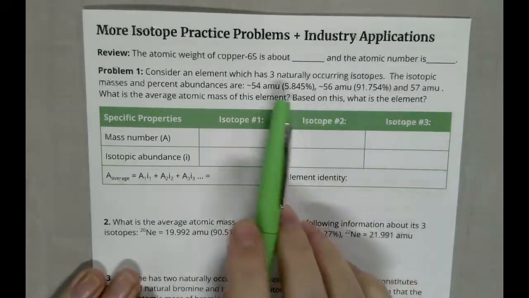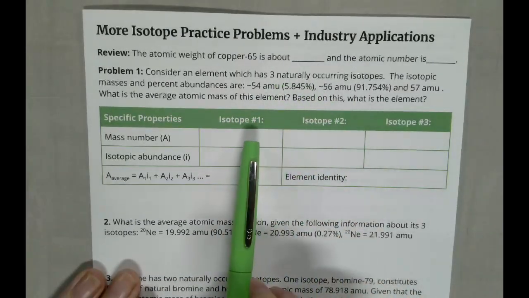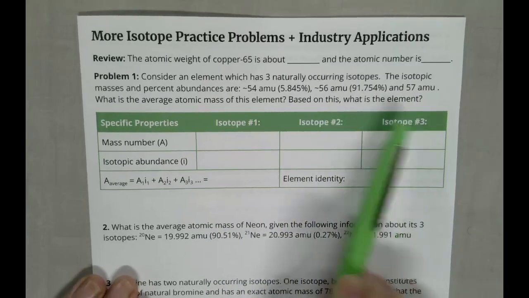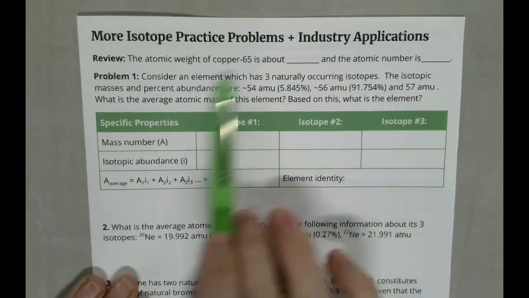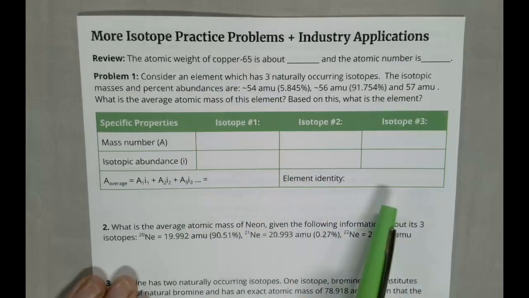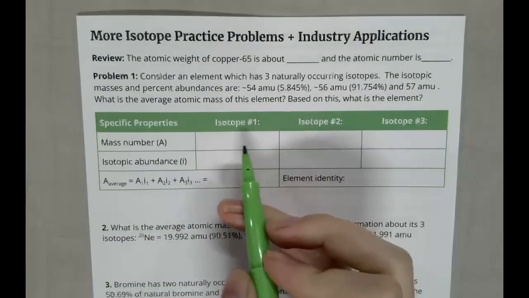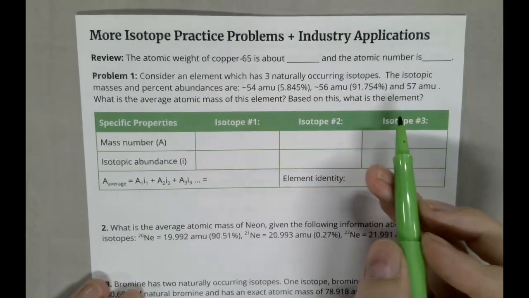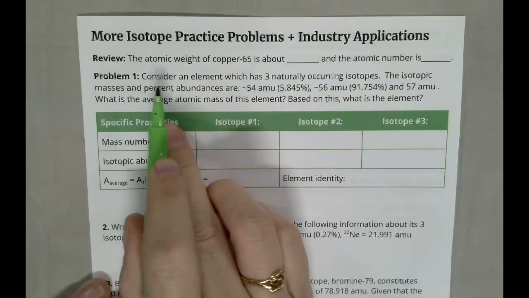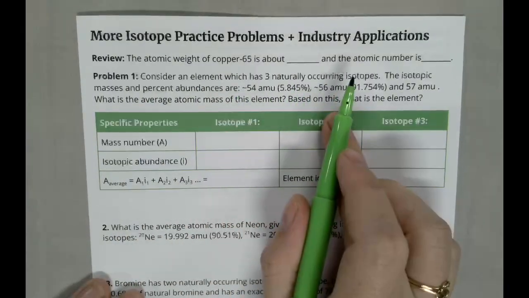So we can do these problems with 3 isotopes, and we can do them with some unknown values. And that's what this set of practice problems is about. It's about unknown values. You saw a couple of those on 159, but we're going to flesh that out a little bit. So I made this table to help keep track of what we do and don't know about these 3 isotopes. So our question says, consider an element that has 3 naturally occurring isotopes.